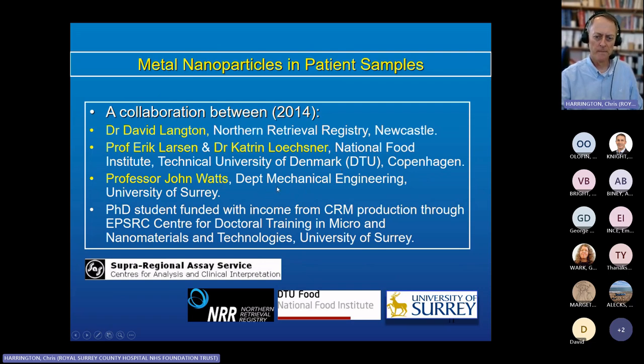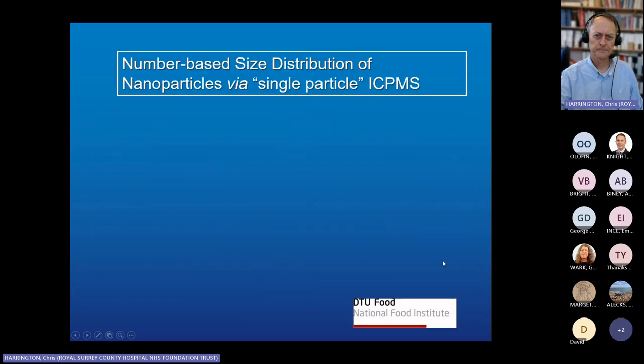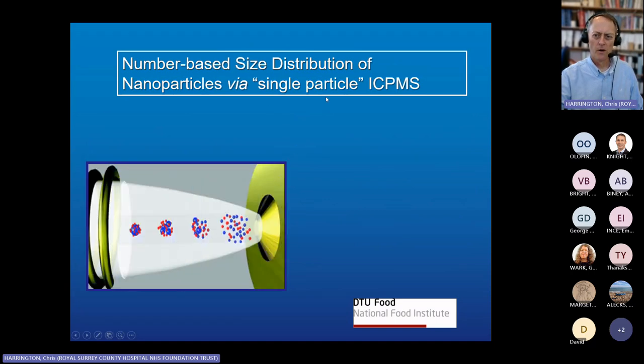And I realized this was quite a big area. So I looked for a local collaborator, and I came across Professor John Watts at the University of Surrey. And using the income from the CRM production, we managed to get a joint PhD student to look further into this area. So this was a collaboration really between a number of different stakeholders. So the method they were using was this so-called single particle ICP-MS.